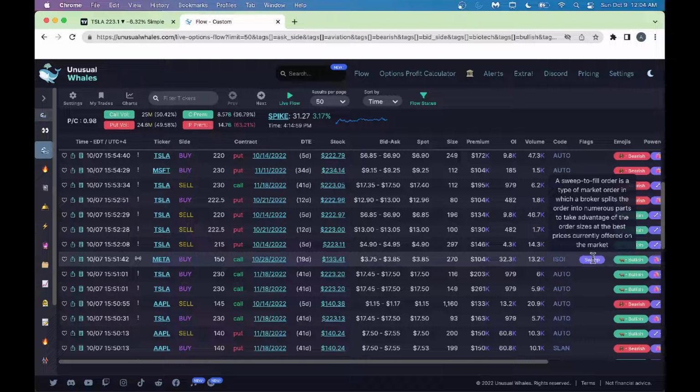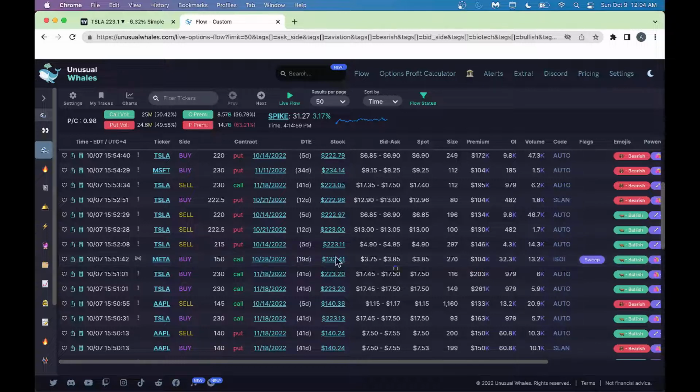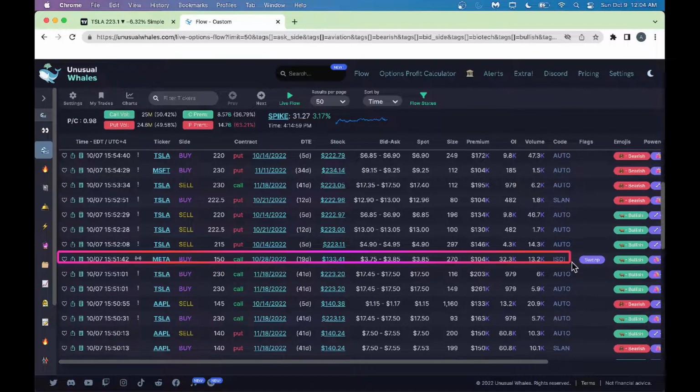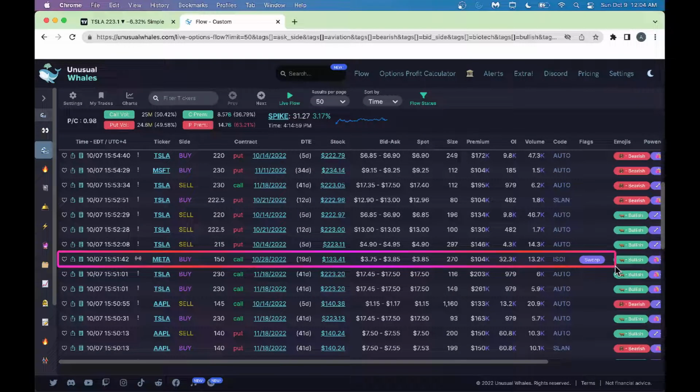The moment you see sweep and bullish, that tells you somebody is putting some money here. Look, 104k, and regardless of the price, they want to buy. That's a good bullish play. Look, Meta. Looks like Meta has a bullish play here. Many folks will just set alerts for these sweeps and floors and trade off of that and make good money. That's a very good play.